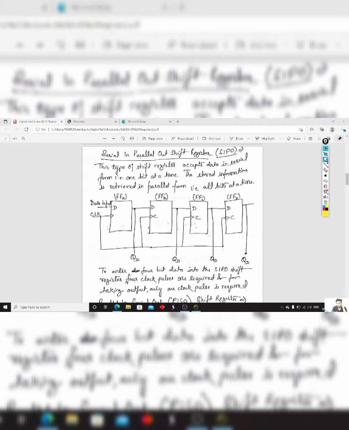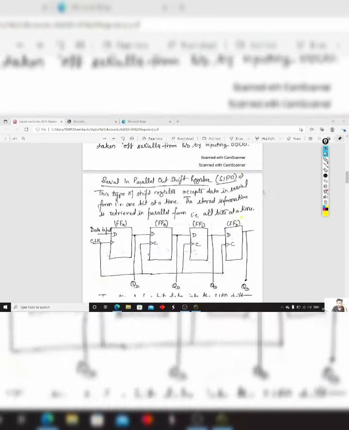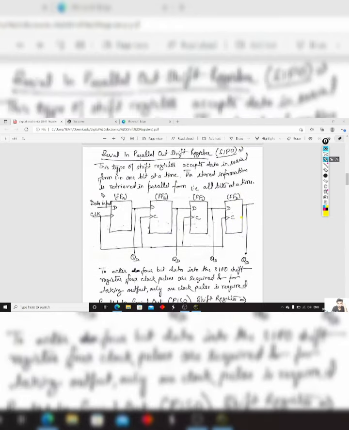What we were doing in the SISO registers, we were giving the data, giving the data, getting the output one by one. But now here we provide one input, and we get the output. Then another input, we get another output. Then another input, another output. So here we get input and output in all the four clock cycles completely.